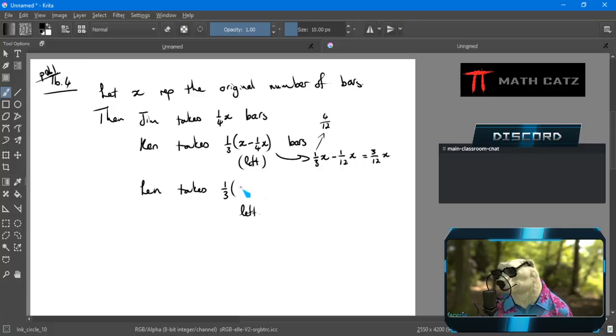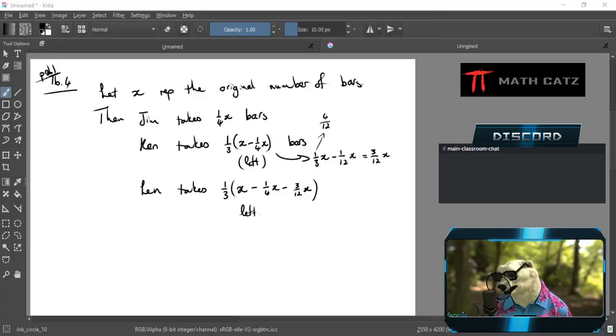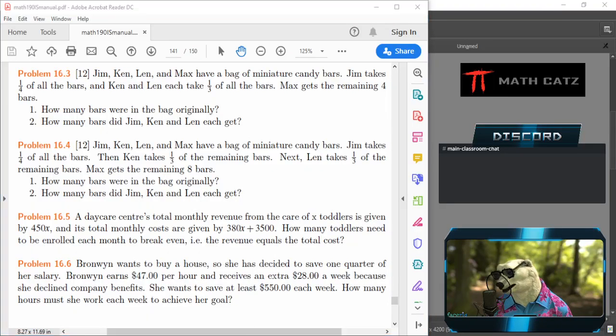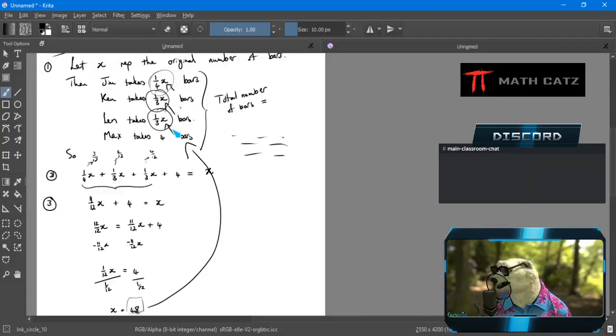I have what's left before Len starts taking: total amount minus what Jim took minus what Ken took. Yes, I can simplify this further and so on, and then continue to see what's left after that. Well, that has to be 8 bars. Or you can set up your equation like we did here.